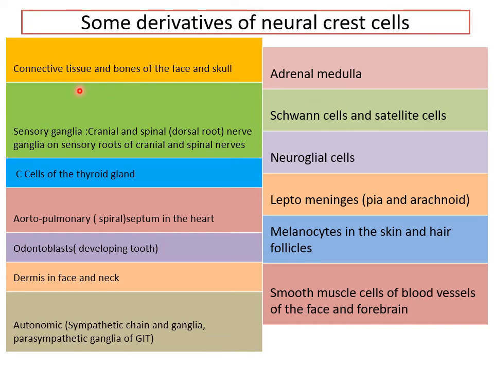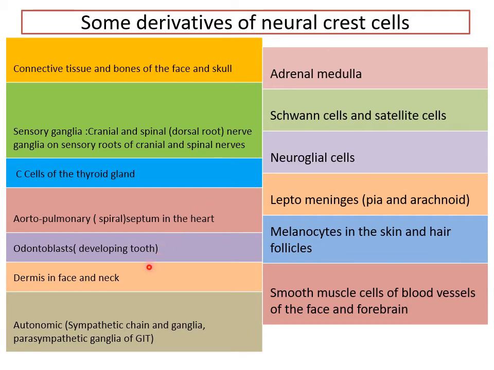Now you cannot make head nor tail at this stage why they form all these varied structures. But here is a list of some of the derivatives of neural crest cells. Finally, what are they going to form? They're going to give rise to some of the connective tissue, bones of the face, skull, all sensory ganglia, the dorsal root ganglia on the cranial and spinal nerves, some C cells of the thyroid. They even contribute to the spiral septum, the aortopulmonary septum in the heart.